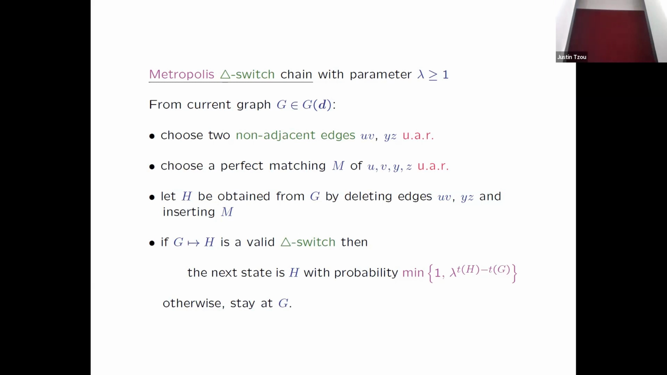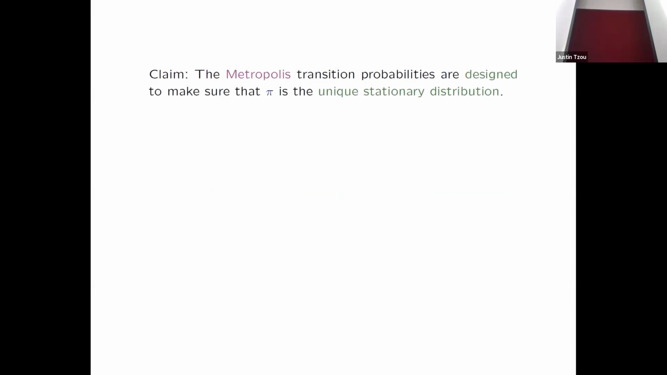If it is, we're going to move to H, not necessarily with probability 1 like we did before, but with probability the minimum of 1 and lambda to the number of triangles in H minus the number of triangles in G. It's actually pi of H divided by pi of G. If H has at least as many triangles as G, you move with probability 1. But if you're going to reduce the number of triangles, then you're a bit more hesitant. You're not as likely to move to H. And that gives you a bias towards the graphs with triangles. Now, this is the Metropolis setup, and it always gives you the stationary distribution pi that you want.